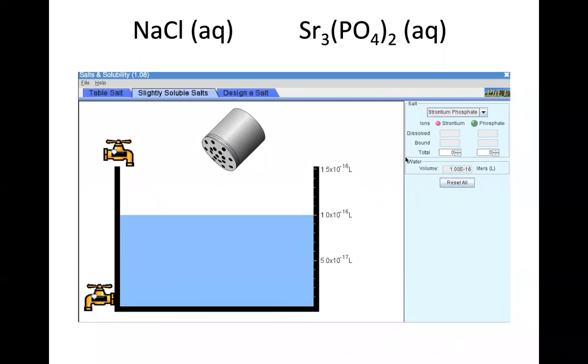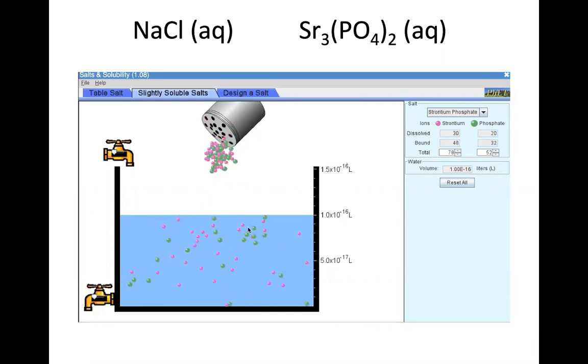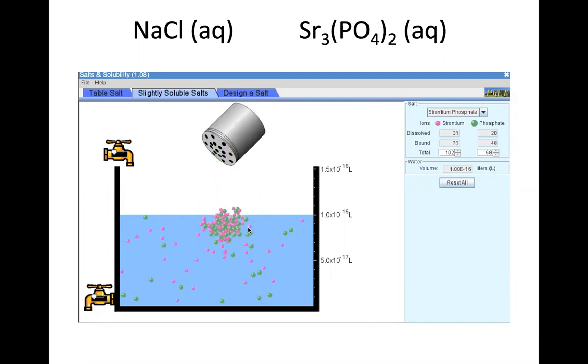Now for the strontium phosphate, we can also see how that dissociates. Notice that it's not in a 1-to-1 ratio because the empirical formula wasn't 1-to-1. It was 3 cations for every 2 polyatomic anions. Strontium phosphate here is dissolving. Okay, now it looks like I've reached the maximum amount for the strontium phosphate, and I reached this a lot sooner than I did with the sodium chloride.